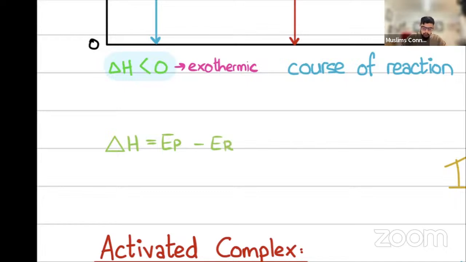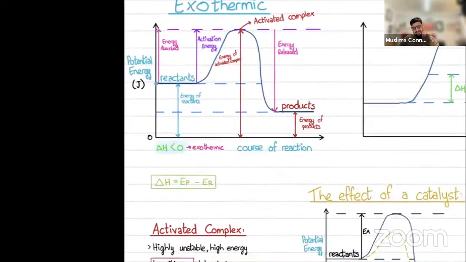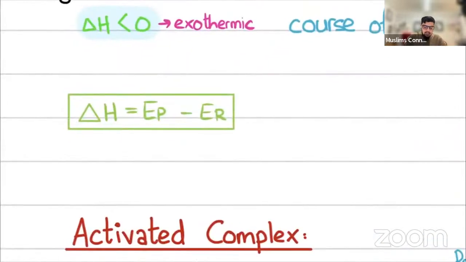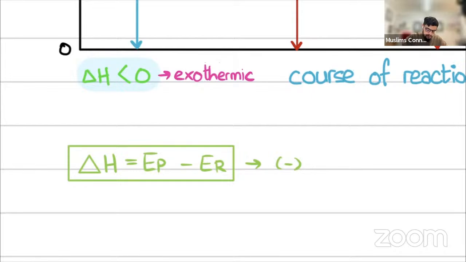Okay, that's how we calculate delta H. So if we look at this particular case, we can see that the energy of the reactants is higher, is more than the energy of the products. So if I'm going to say energy of products minus energy of the reactants, I'm naturally going to end up with a negative answer, which is why delta H is definitely less than 0.